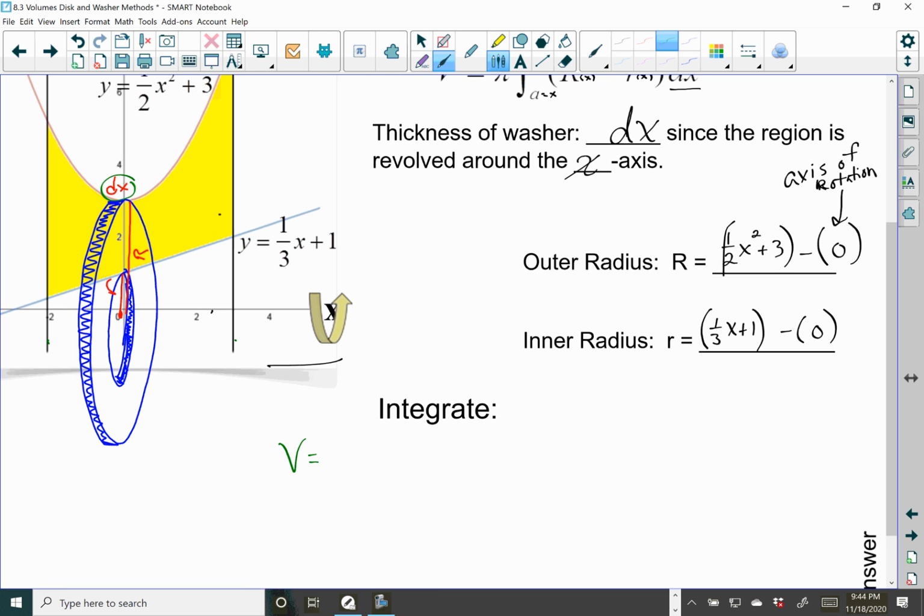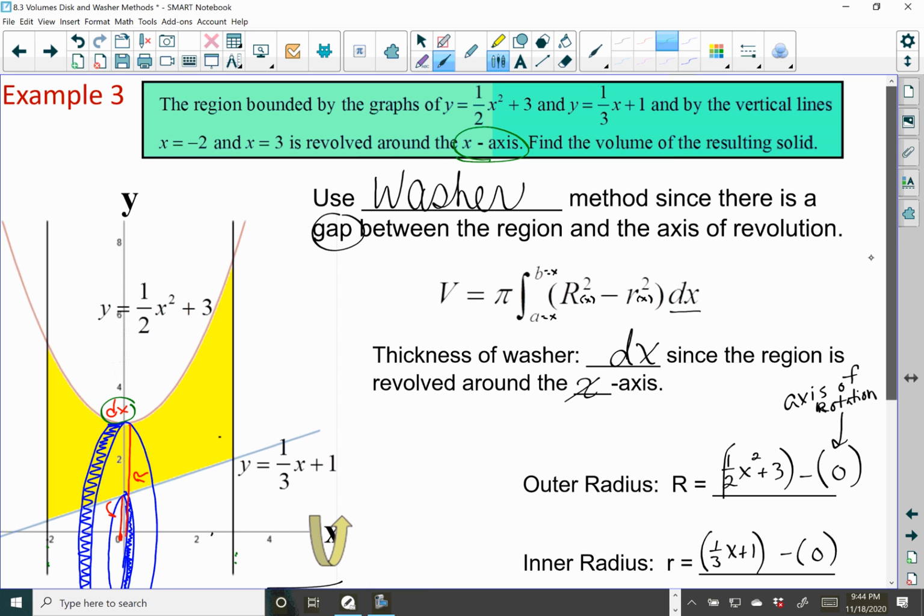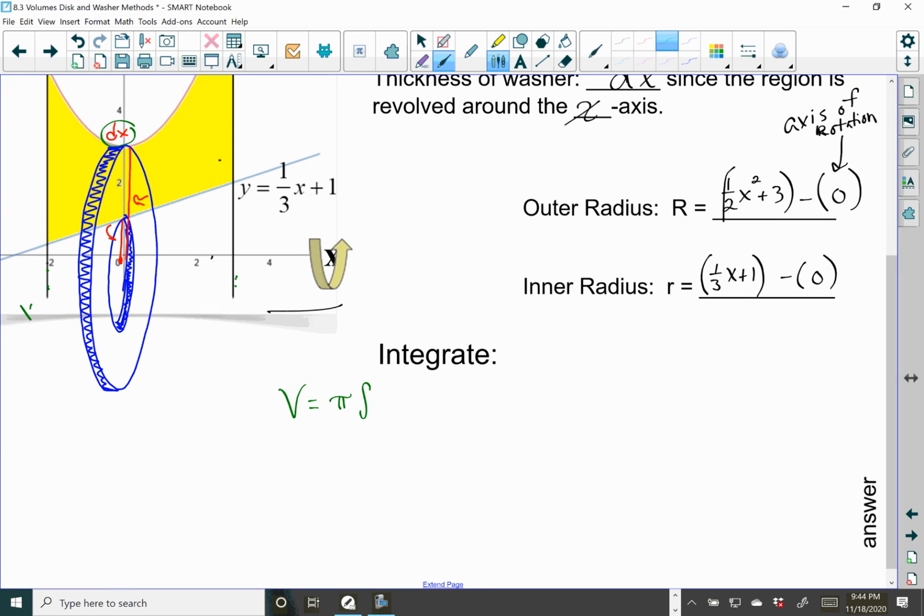Volume equals, we need a pi and the integral. We're going from -2 over, what was this number? Was it x equals 3? Yep. This was an x equals -2 vertical line, and this was an x equals 3. So I'm integrating from -2 to 3. I need my big R squared minus my little r of x squared, multiplied by dx, of course.